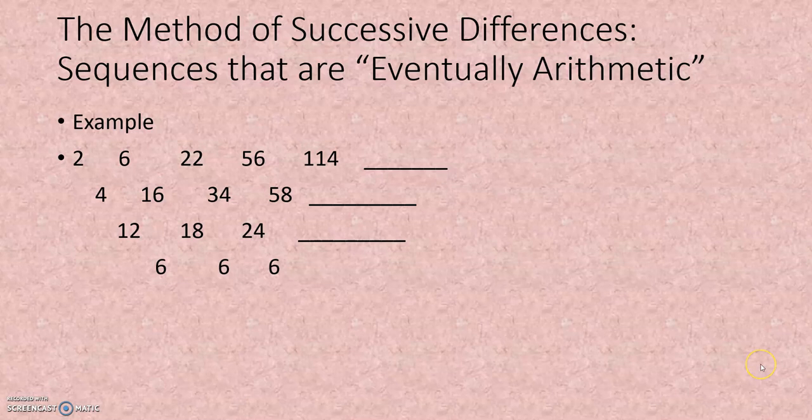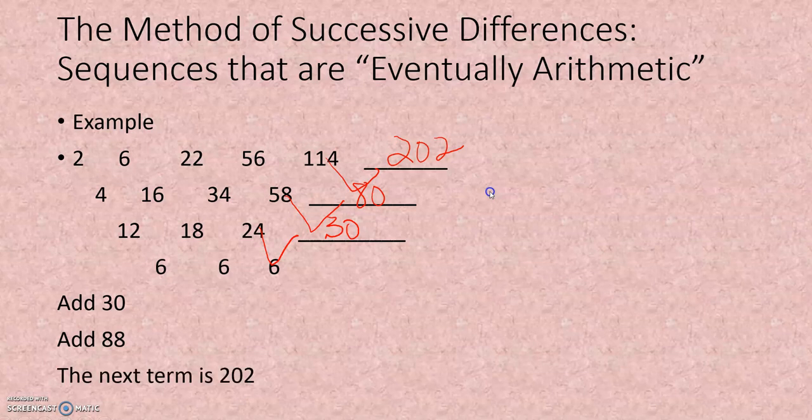6, 6. The next difference there is 30. Then 88. We have to do 114 plus 88 to find our next term, which is 202. Add 30, add 88. The next term is 202.